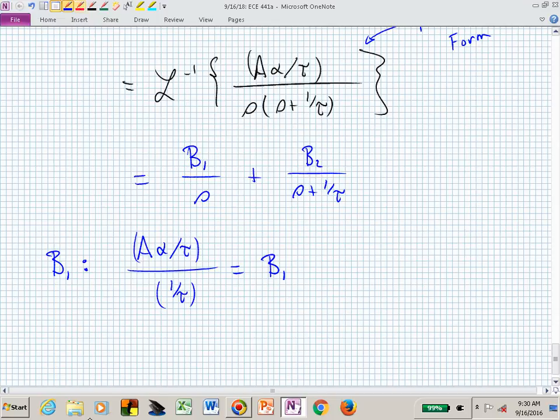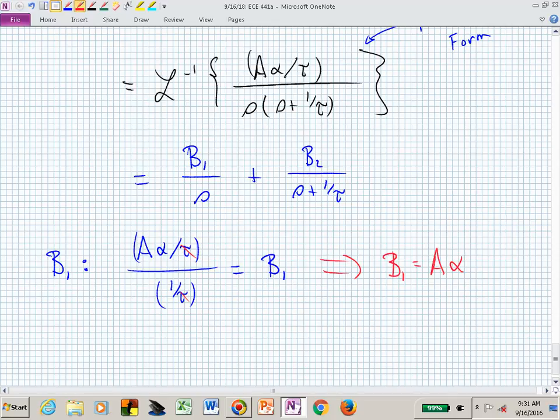And if that looks a little odd because it's a ratio of ratios, luckily the denominator of those two factors is the same. It's tau. And we can now say that b sub 1 in that partial fraction expansion is just our applied constant, a, times the DC gain of our system, alpha. So b1 is a alpha.